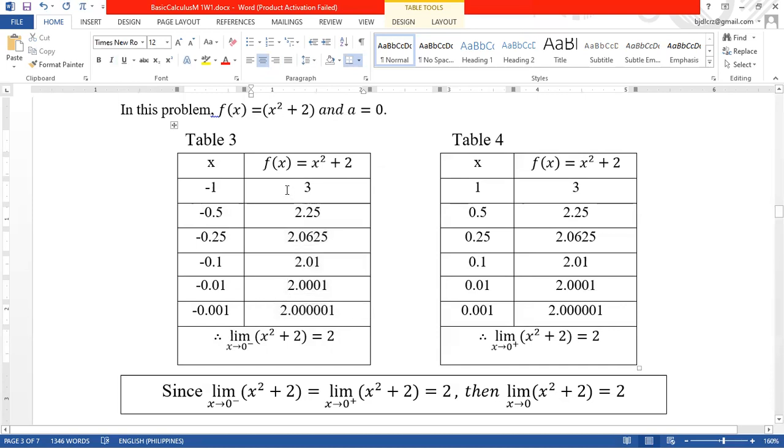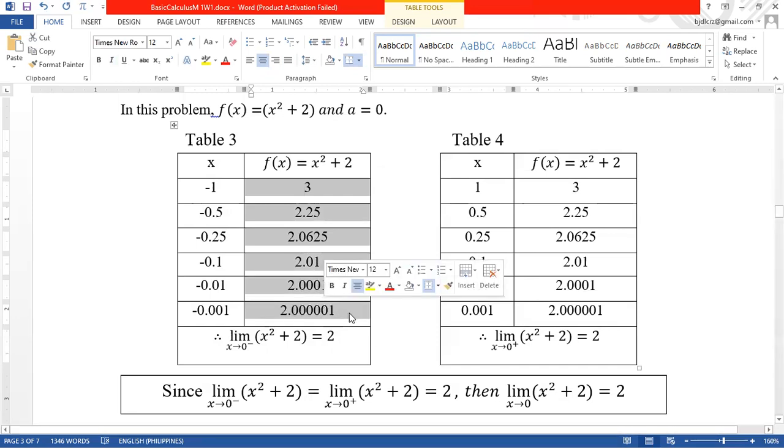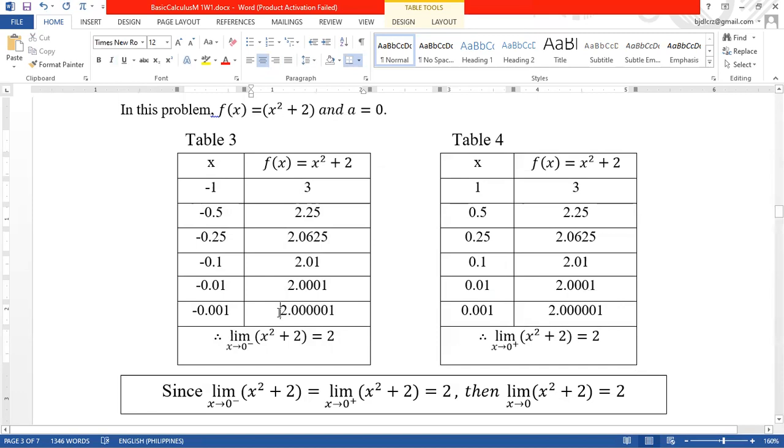So as we observed, the behavior of f of x, where it is approaching, is toward positive 2. Therefore, we can conclude that the limit of x squared plus 2 as x approaches a, or 0, from the left is equal to 2.